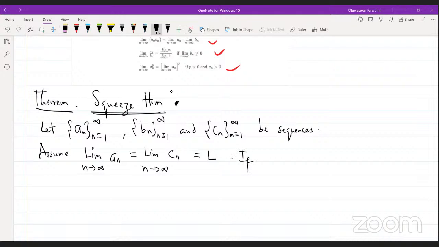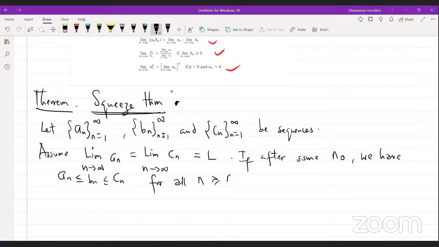Now, if after some number, let's call the number n sub 0, we have this inequality. For every theorem, there's always a statement of the theorem and then a conclusion. Then what happens?